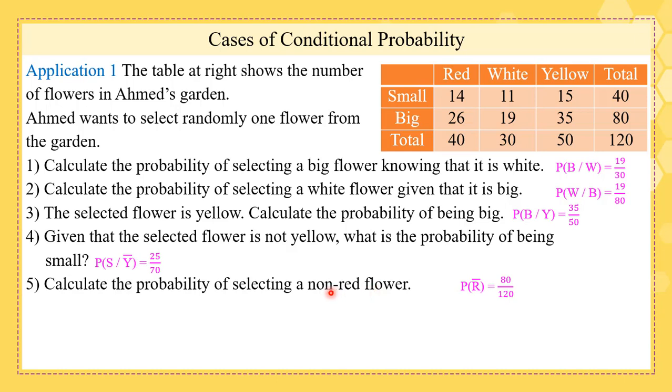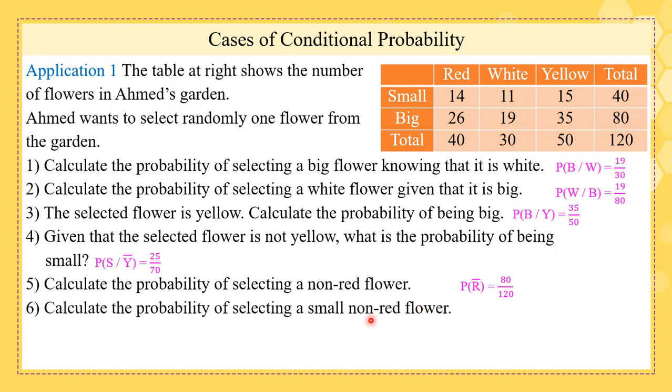This is in fact talking about the complement of red, which is non-red. To be non-red, we must have 80 flowers out of 120. And see here that the total is 120. Now calculate the probability of selecting a small non-red flower. This is in fact intersection. We need it to be small and non-red. So a small R here and non-red are white or yellow, so we're going to have 26 over 120.